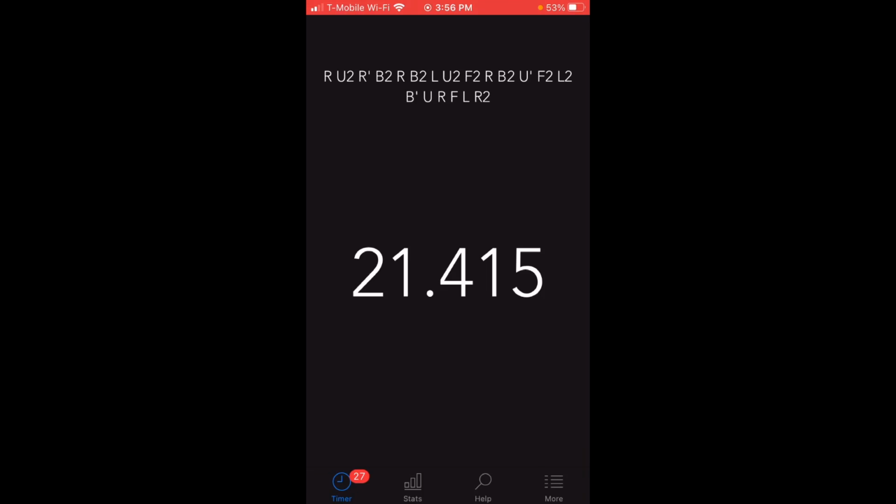That was a pretty good solve. 21.415. Okay, one last solve, and then I can move on to 5x5. I'm not doing the average of 5 of 5x5 because that takes way too long, and I don't have a ton of time right now. I'm actually rushing this a little, so sorry if the video quality is a little bad.